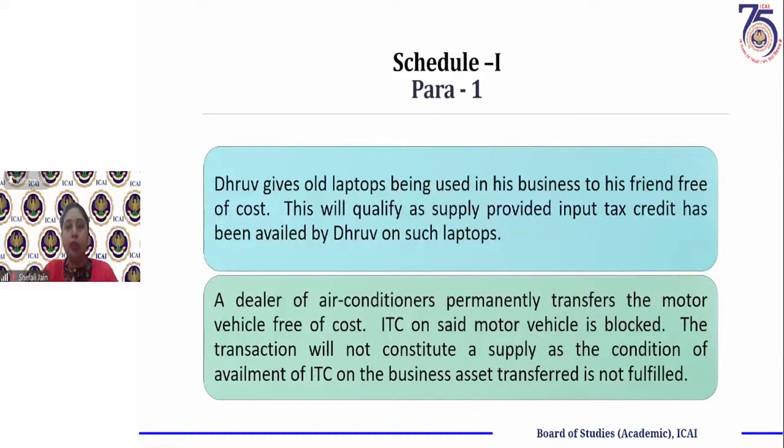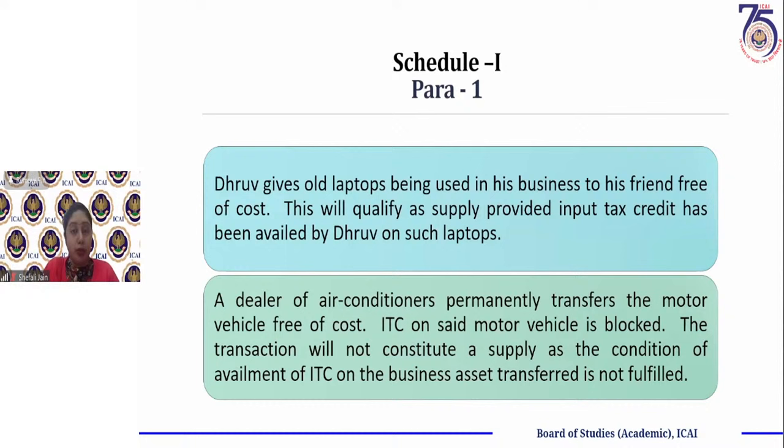So he had not charged any consideration, but still it will be deemed as supply, provided he has availed ITC at the time of purchase of the laptops, because a laptop is a business asset. At the time of purchase of laptops, he must have paid some GST on laptops, and if he has availed that as ITC, then this activity will be deemed as supply, though there is no consideration.